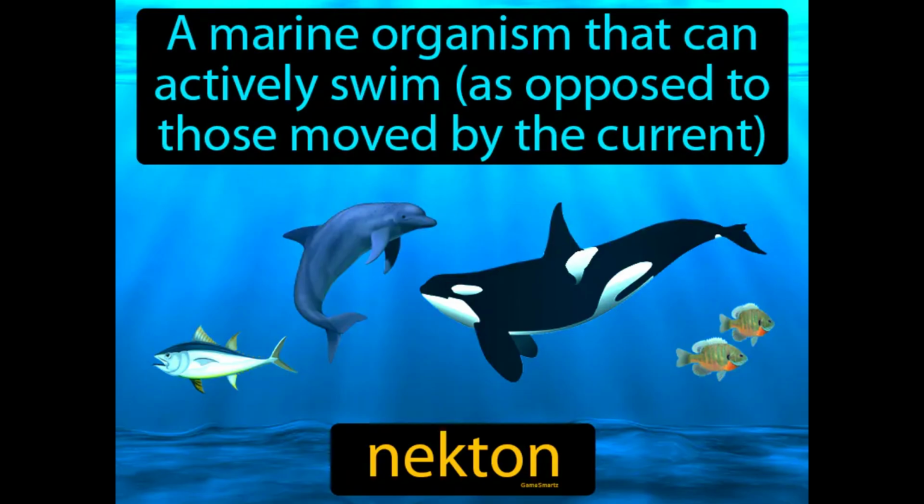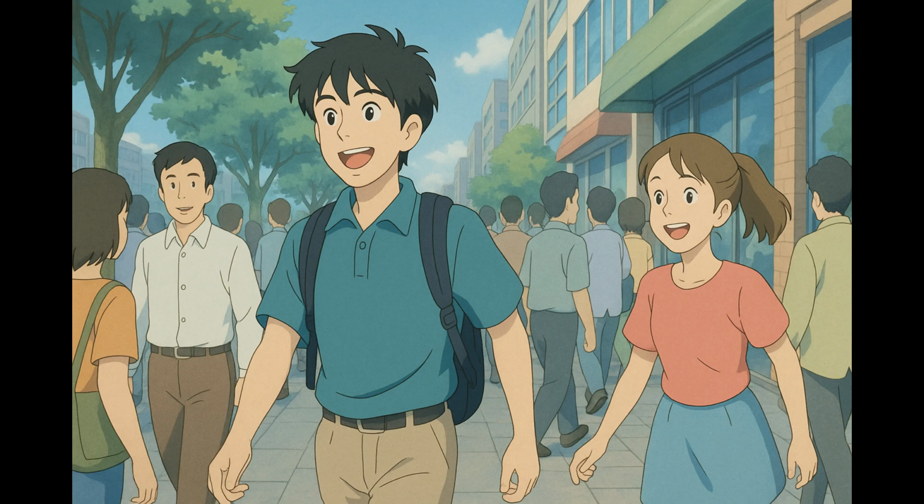A marine organism that can actively swim as opposed to those moved by the current. Nekton. Nekton are animals like fish and squid that swim actively in the water, able to move independently of currents. Imagine trying to navigate a crowded sidewalk where everyone is moving in different directions.